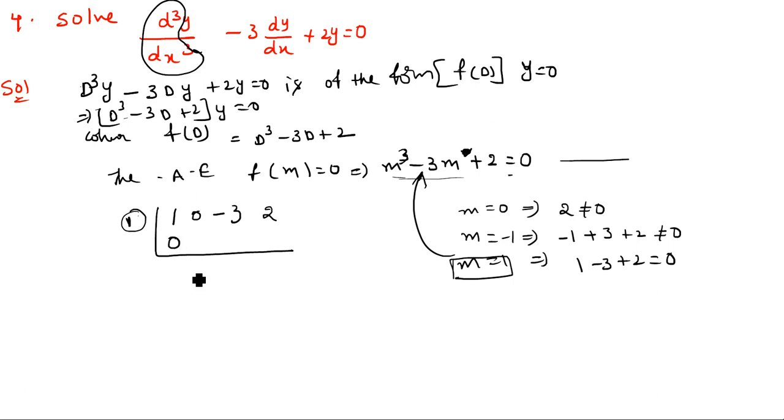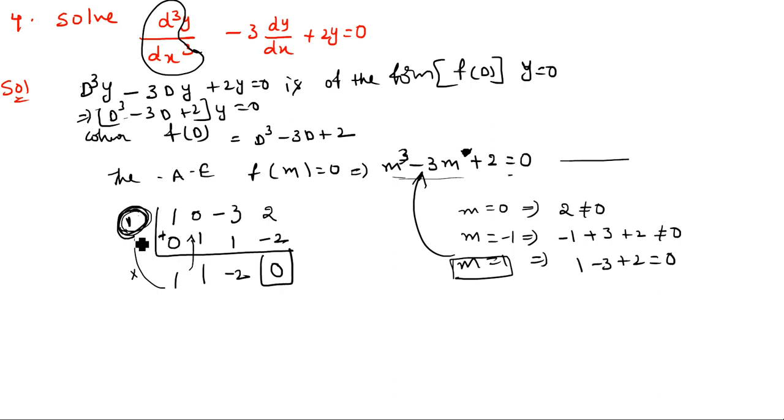Put 0 in the first place. Here we have to add: 1 plus 0 is 1. Here we have to multiply and put the result here. So 1 times 1 is 1, and add: 1. 1 times 1 is 1, minus 3 plus 1 is minus 2. 1 into minus 2 is minus 2, and adding to 2 you compulsorily get 0 here. If you take the correct value and start the synthetic division, you will surely get 0.